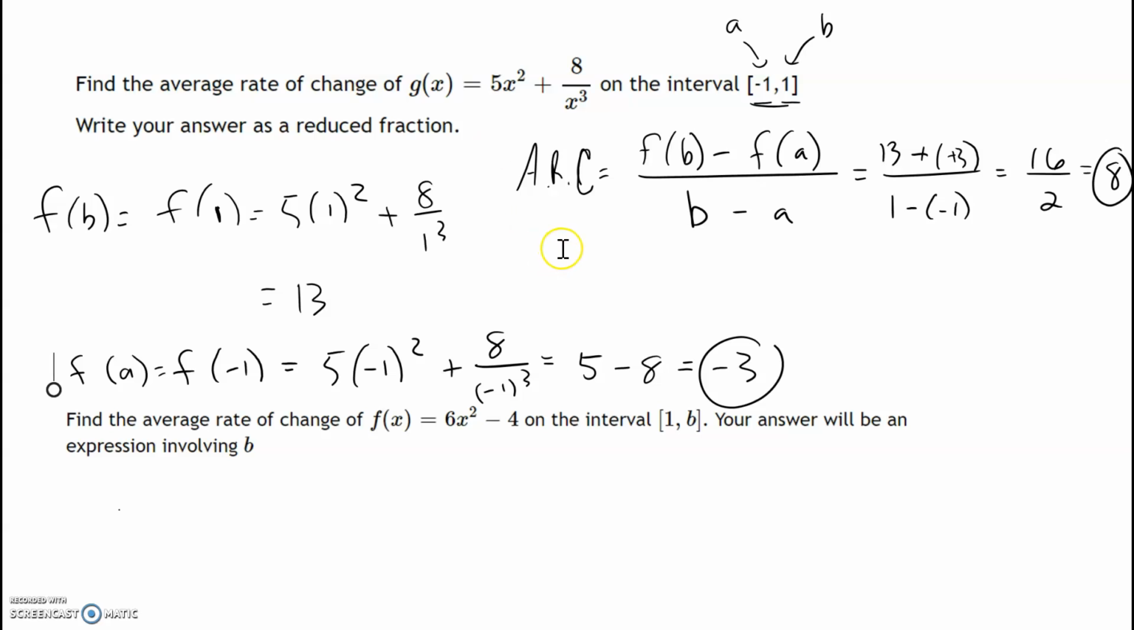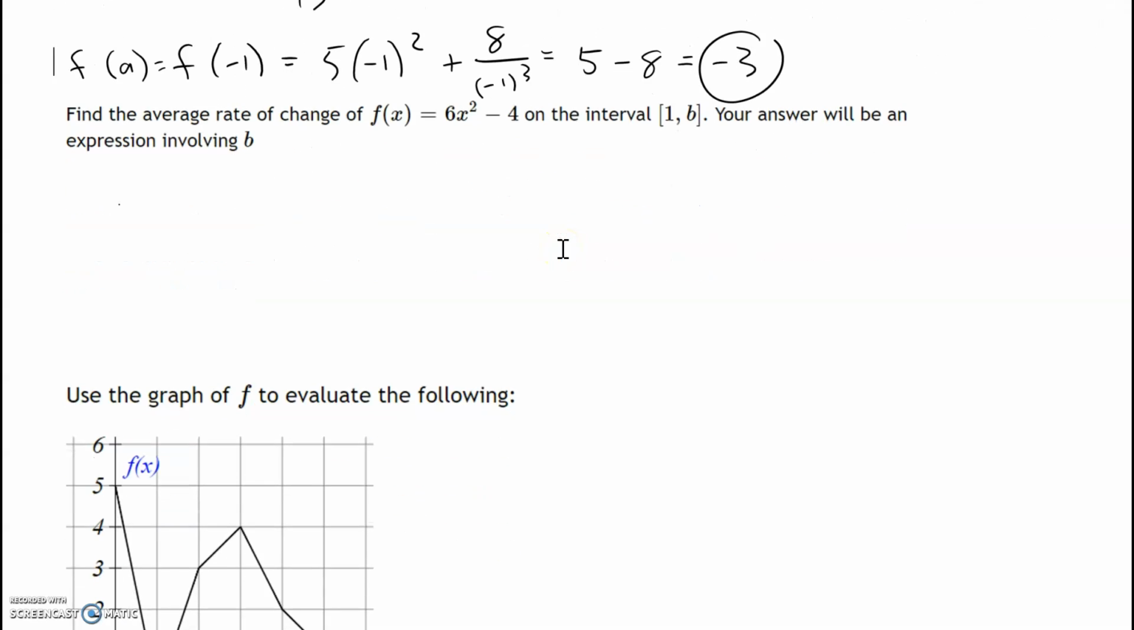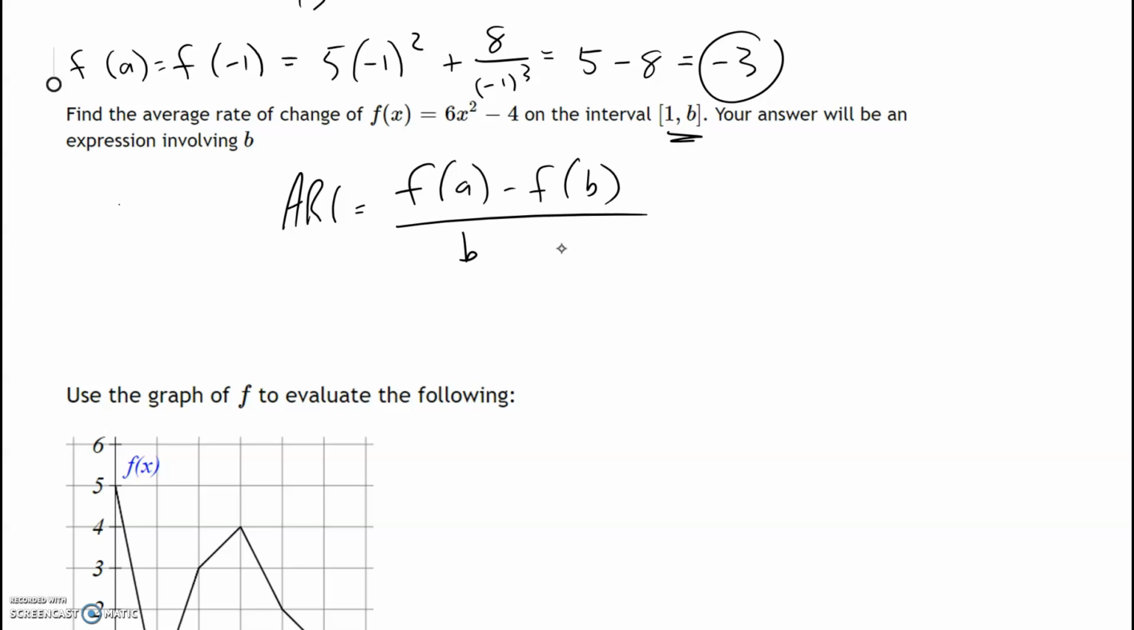Okay. All right. Next question is the same. They're just going to put a b in there instead of a number. So b represents a number. We don't know what it is, but we have to get used to this algebraic method and using symbols that represent numbers. So let's see how that works. I'm going to use the same formula. My average rate of change is f of b minus f of a over b minus a equals.